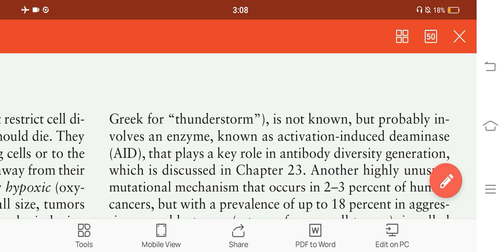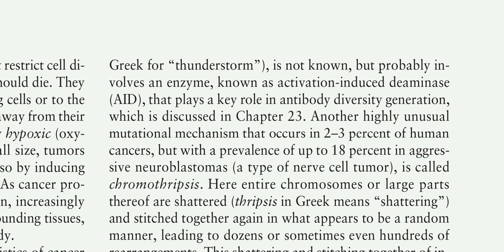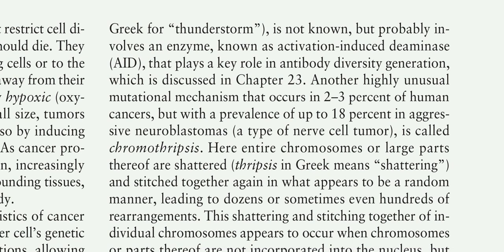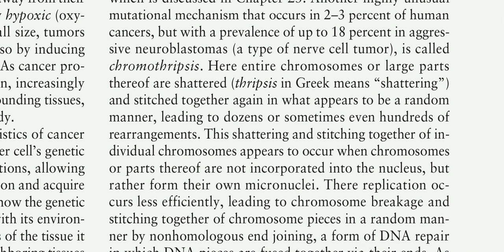The origin of the name, from the Greek for thunderstorm, is not known, but probably involves an enzyme known as activation-induced deaminase, or AID, that plays a key role in antibody diversity generation. And another highly unusual mutational mechanism occurs in 2 to 3% of human cancers, but with a prevalence of up to 18% in aggressive neuroblastomas, a type of nerve cell tumor.